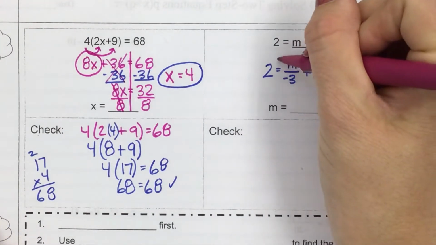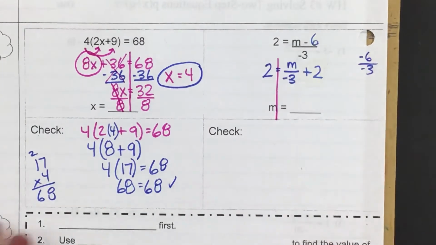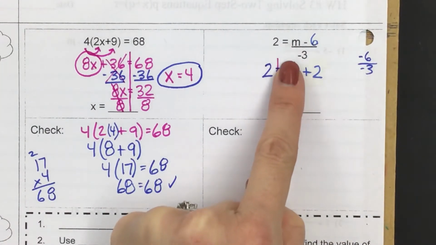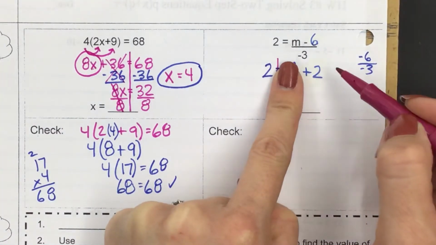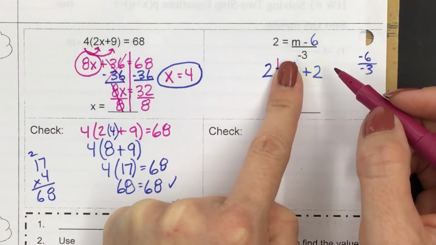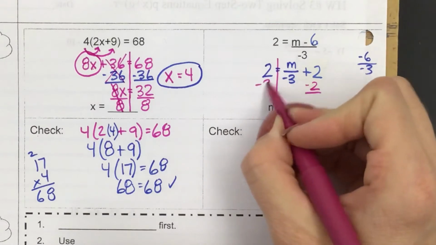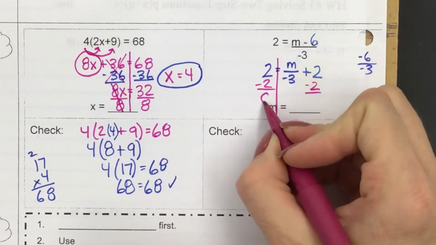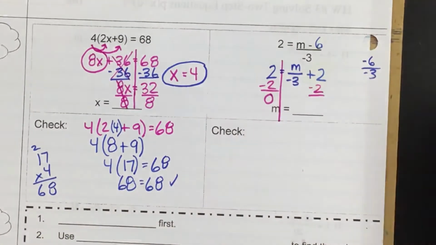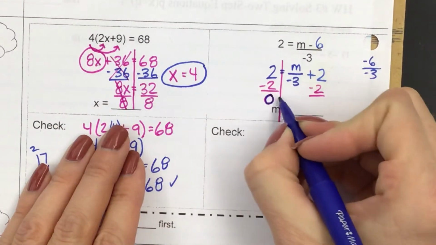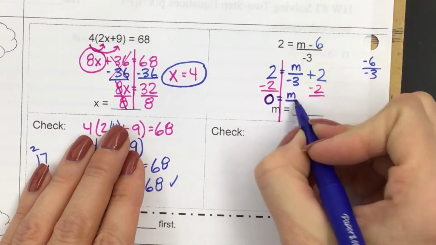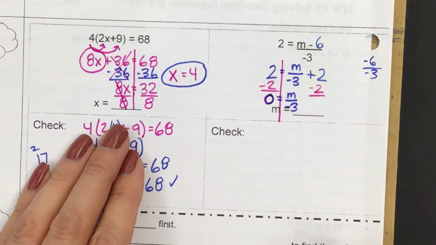We're going to do the balance line here. I'm going to cover up the part that has the variable in it, and we're adding 2. What's the opposite of adding 2? Subtracting 2. So this is 0. 0 is equal to m divided by -3.